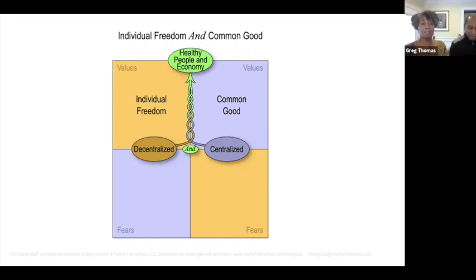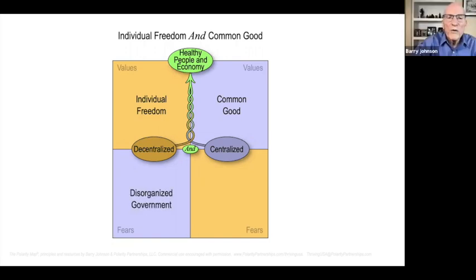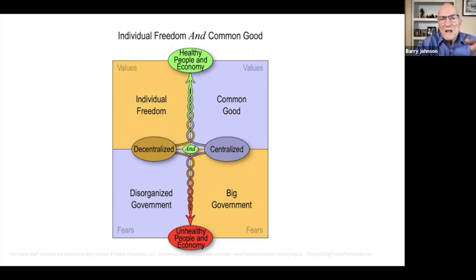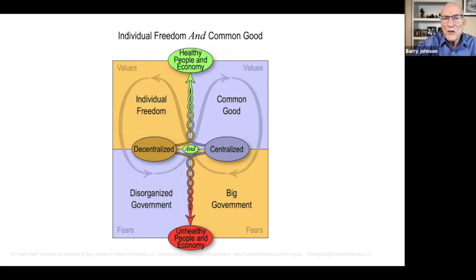However, if we over-focus on decentralized, we're going to have a disorganized government. If we over-focus on centralized, we're going to have a concern about big government. If we see this as either-or, then it creates a vicious cycle in which we have an unhealthy people and an unhealthy economy. So we need to leverage both upsides.